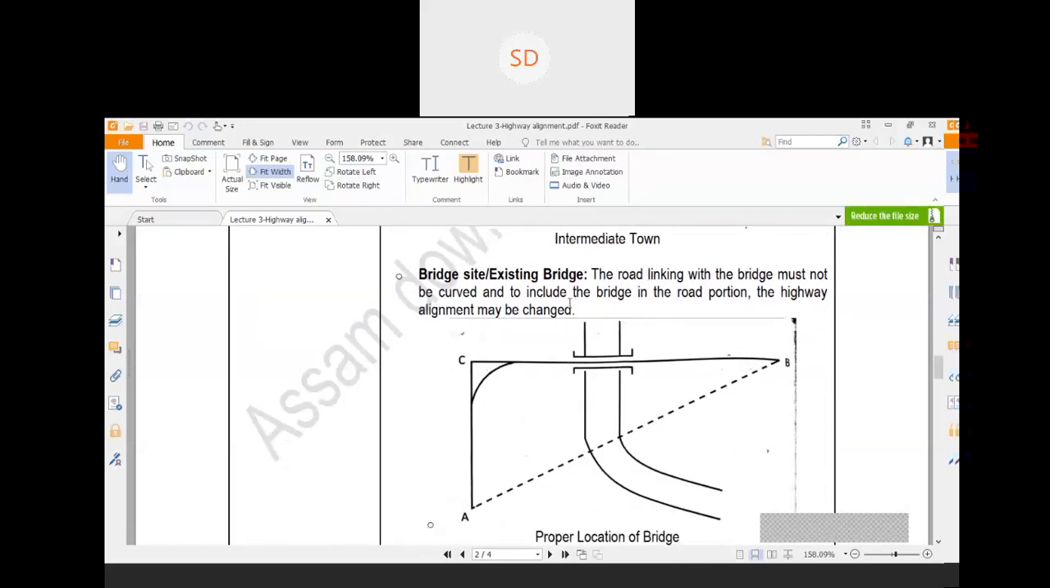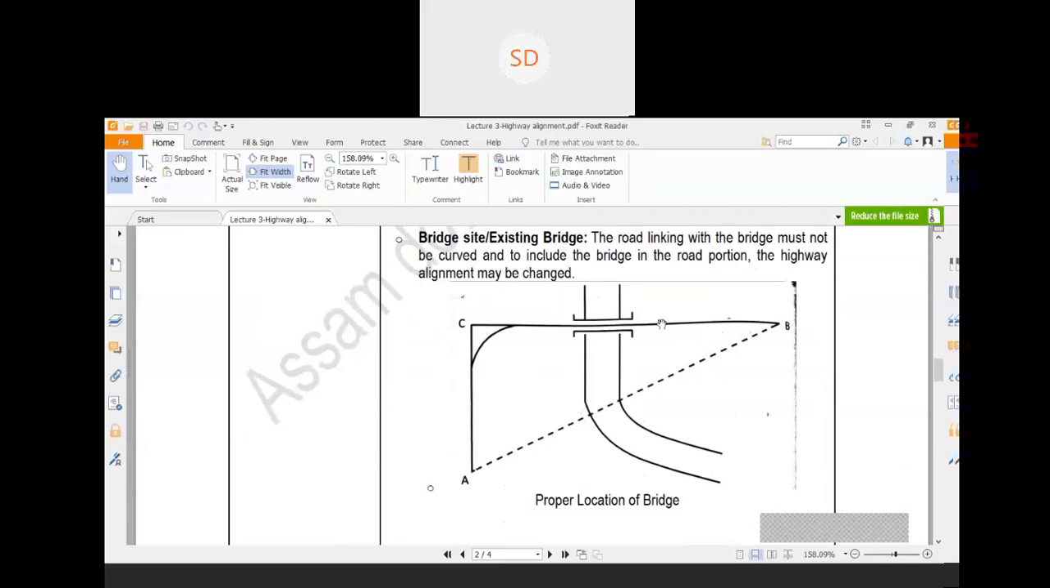Now, bridge sites and existing bridge. From this figure, suppose A and B are two points which you need to connect. Now, suppose there is an existing bridge in this position. In that case, you need to deviate your alignment from the straight path, and you can have a horizontal curve which will lead your alignment through this bridge site. Why is it important? Because suppose this portion is the curve in the river. In this portion you cannot construct any bridge. It is not suitable to construct any bridge on this side, and there is already an existing bridge over there. So if you can go through this bridge, in that case it will save your construction cost.